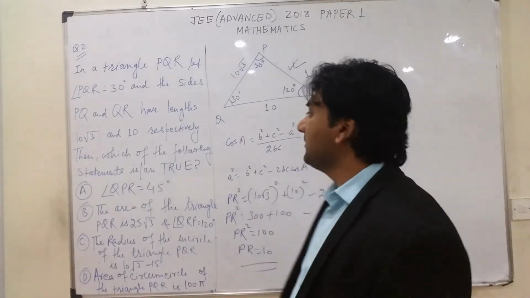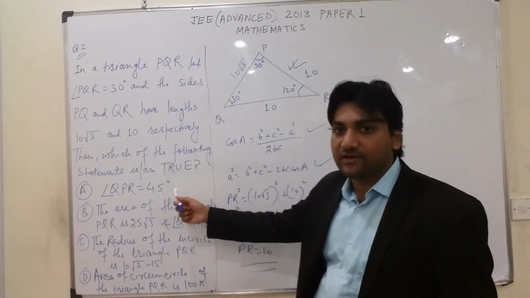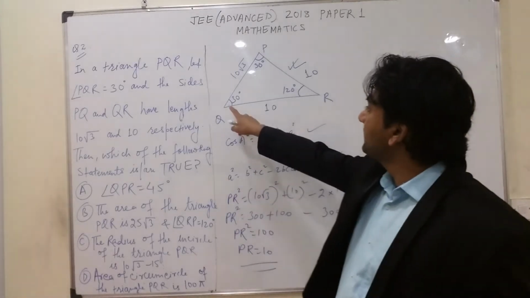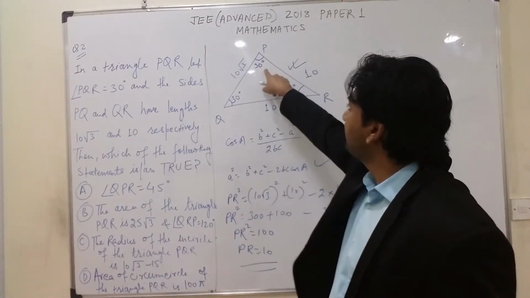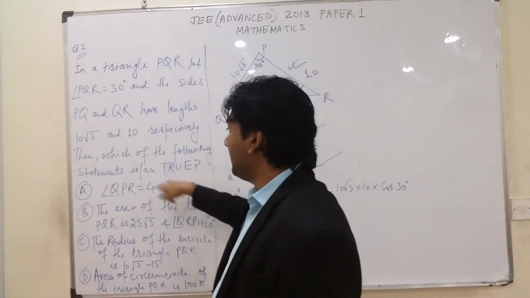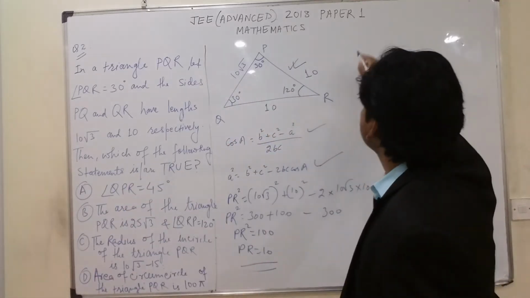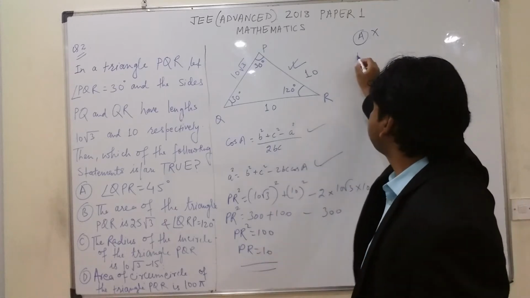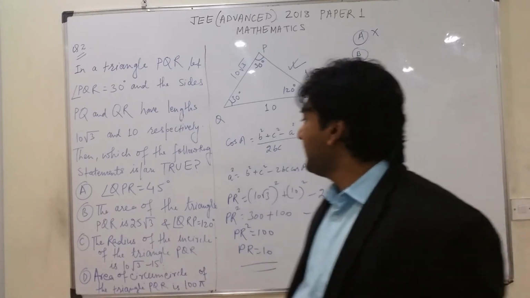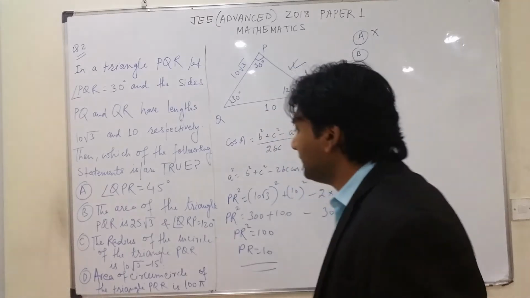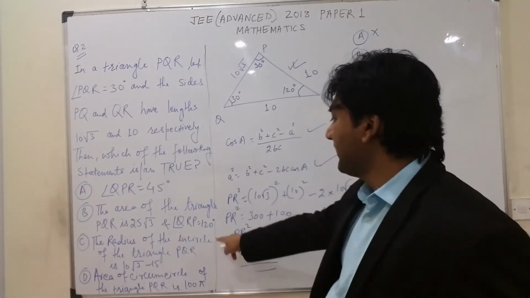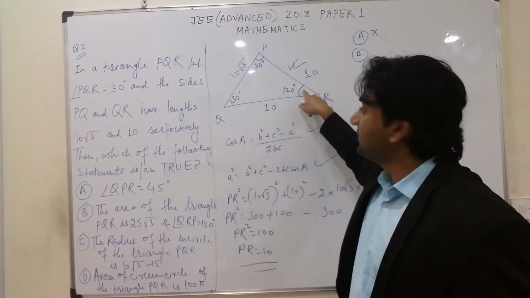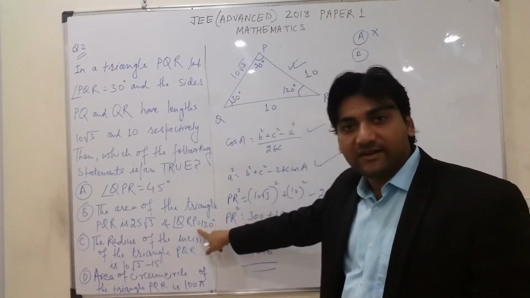Okay, now come to the question. First option A. Angle QPR. Where is QPR? QPR, that is 30 degrees. But what we have is 45 degrees. So option A is wrong. Now option B. The area of the triangle PQR is 25 root 3 and angle QRP is 120 degrees. QRP, here 120 degrees. So it means this is right.